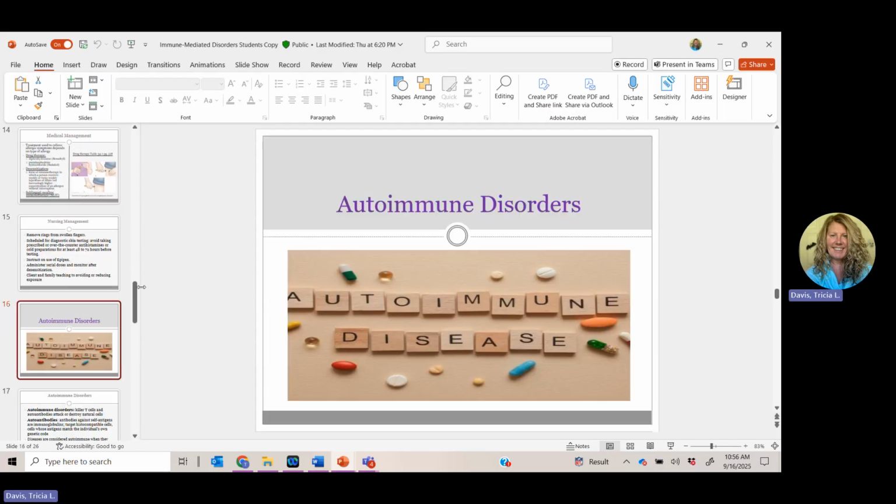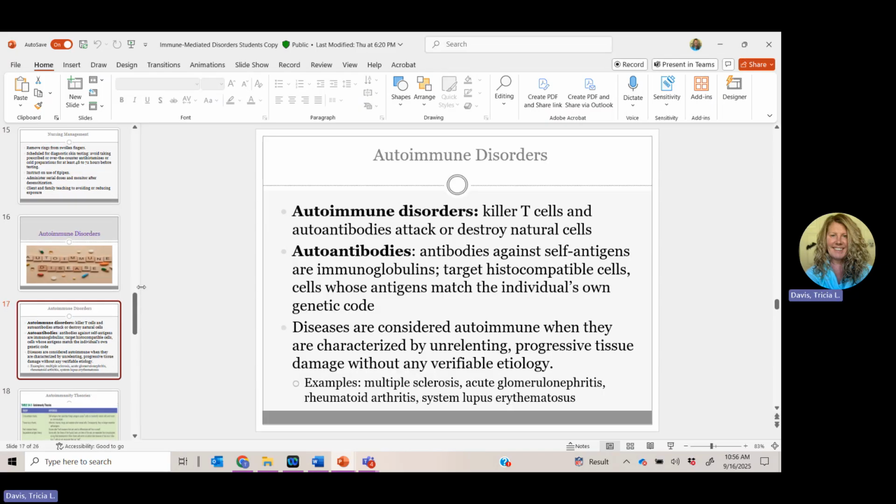All right, so now we're going to talk about some of our autoimmune disorders, and you will see a lot of patients in practice that have autoimmune disorders. All right, so when a patient has an autoimmune disorder, what's happening? The pathophysiology is that these killer T cells and these autoantibodies basically attack or destroy the body's own natural cells.